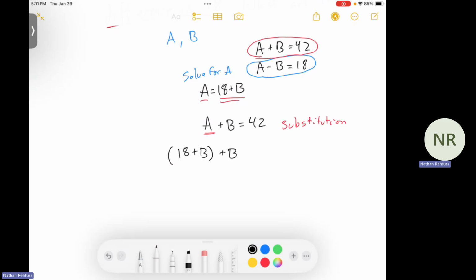So I put parentheses around the new value of a. A is worth 18 plus b. So instead of a plus b is 42, 18 plus b is 42. That's step 4.